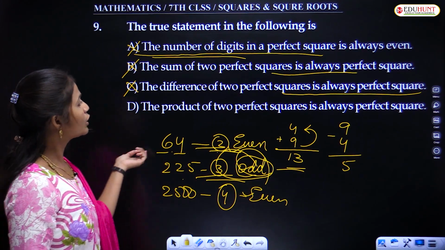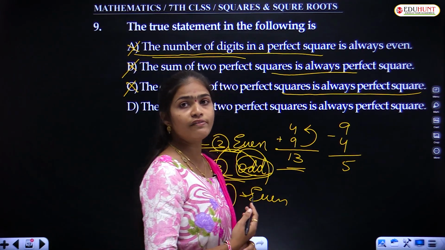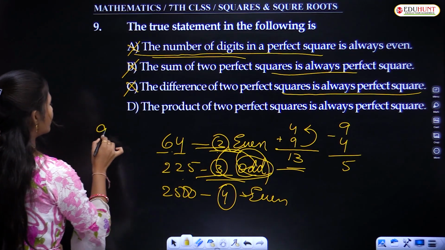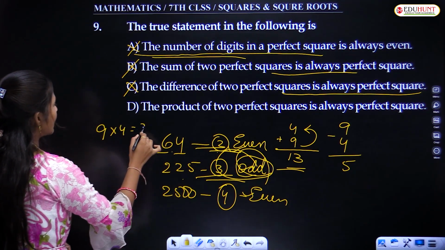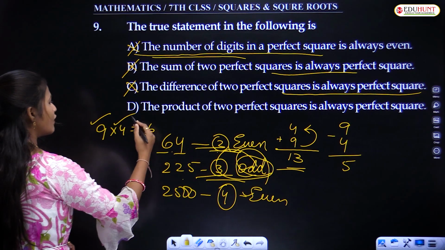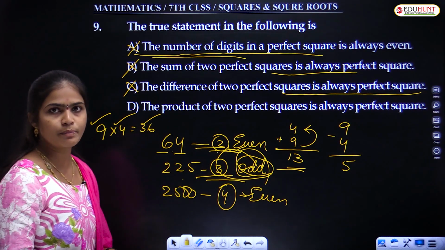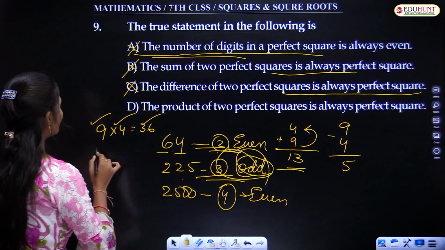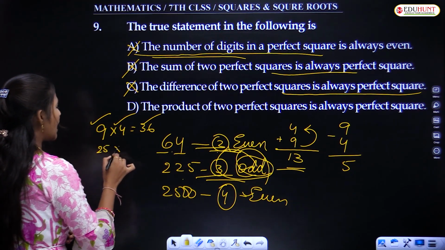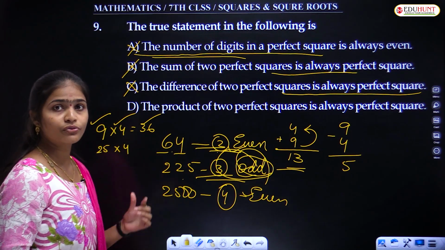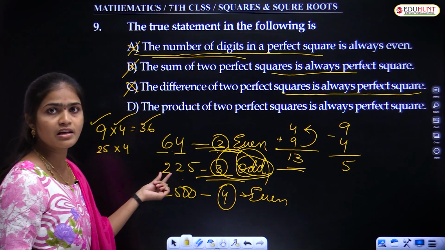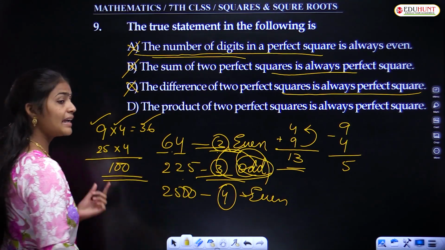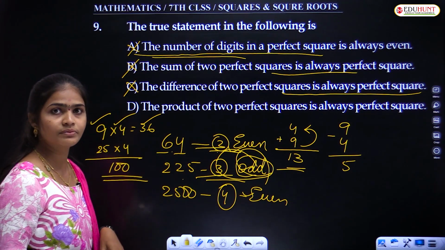Next, the product of two perfect squares is always a perfect square. This one we have to see. Here I took 9 and 4, no? 9 fours are 36. 9 is a perfect square, 4 is a perfect square, and 36 is also a perfect square. In all cases it is possible or not, just check that. 5 fives are 25, and here I am going to take 4. 25 is a perfect square, 4 is also a perfect square. Its product is equal to 100. Again 100 is also a perfect square.